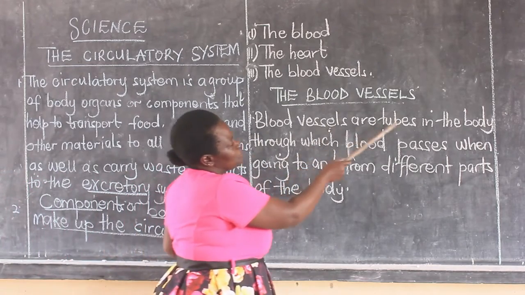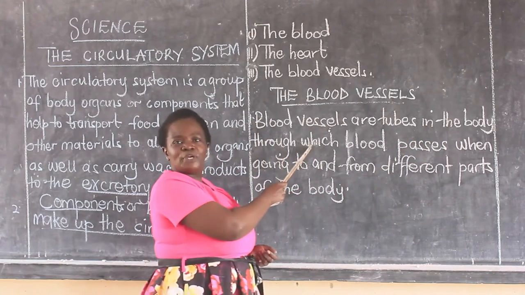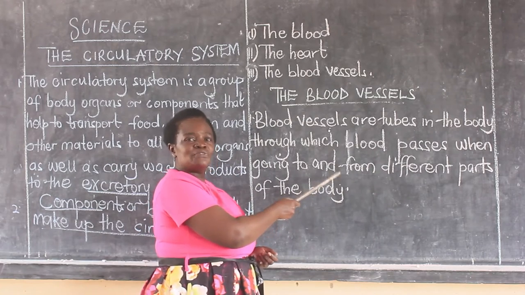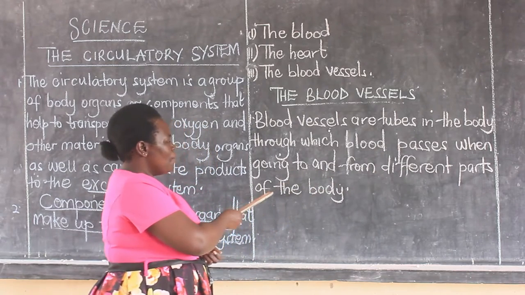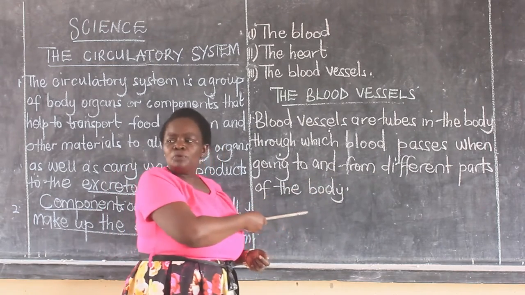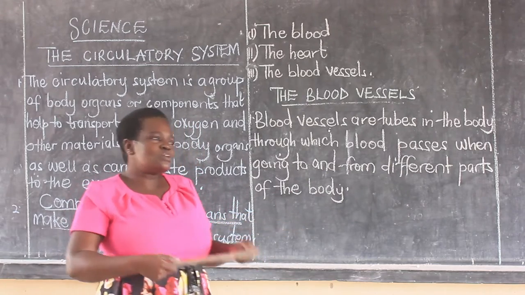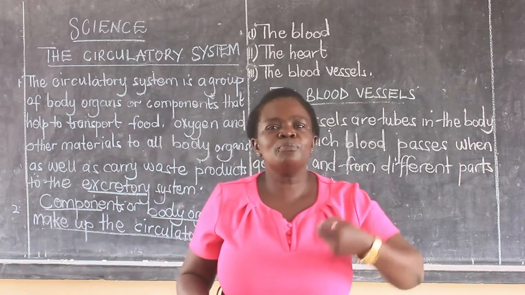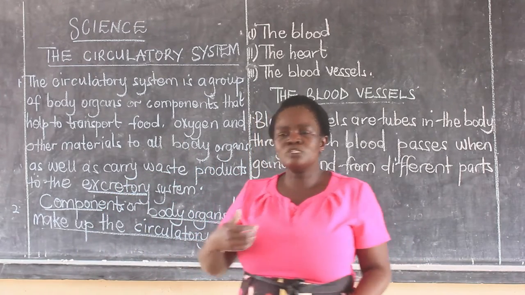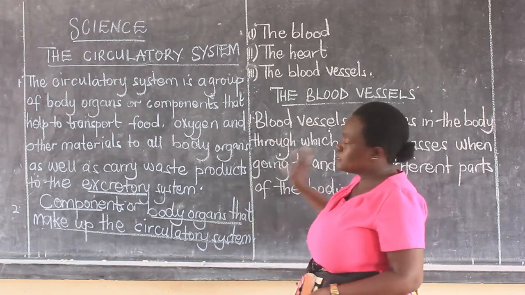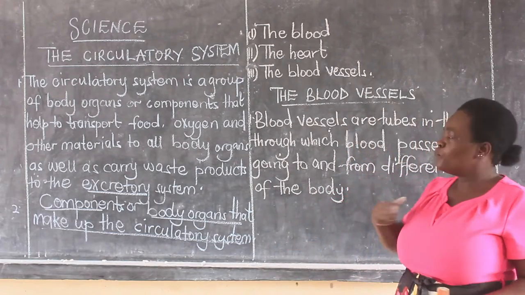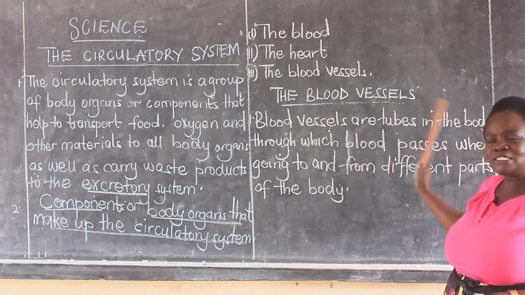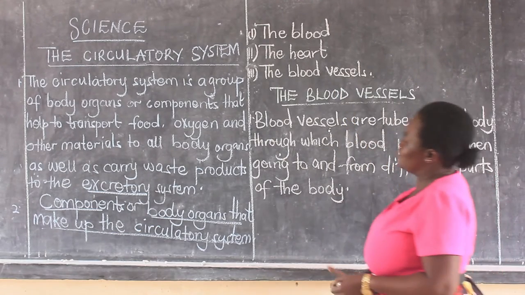Blood vessels are tubes in the body through which blood passes when going to and from different parts of the body. Because you need to know that blood goes to different parts of the body, and also blood comes from different parts of the body. But as it goes into the different parts of the body, it doesn't move through space into our body. We have those tubes, and those tubes are called blood vessels. Hope you've got that, children.